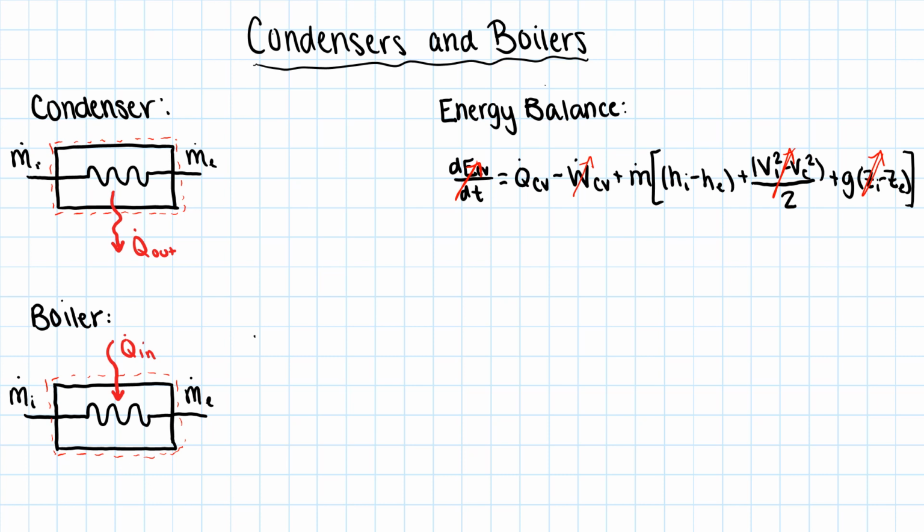And so in condensers and boilers, that is going to leave us with Q dot CV equal to the mass flow rate times your H at the exit minus your H at the inlet. And that's going to be your term for a condenser or boiler.